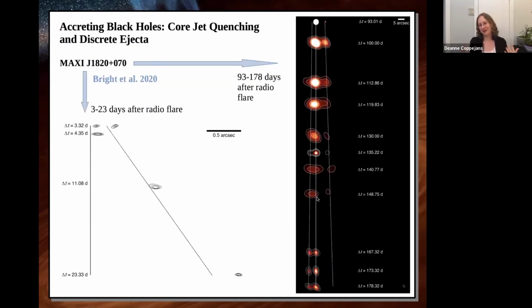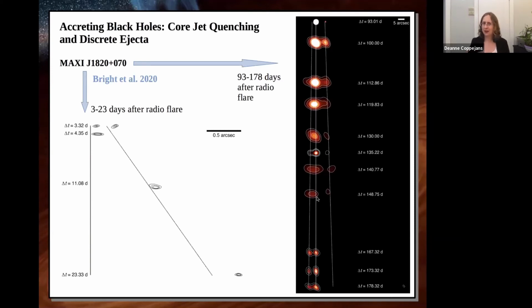Moving on to further VLBI images of black hole jets. This was a result by Bright et al. 2020, looking at core jet quenching and the discrete ejecta from MAXI J1820+070. So they ran a radio campaign on the accreting black hole over 200 days. And what they found is they actually detected radio emission in the soft state.